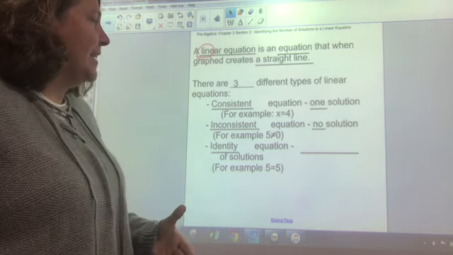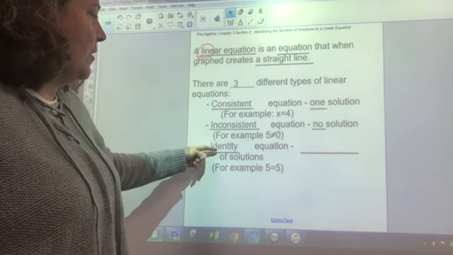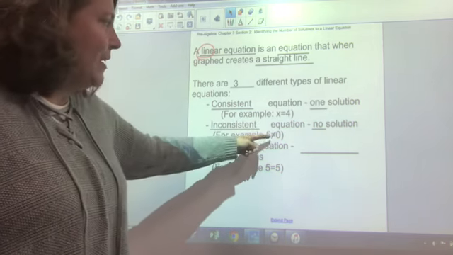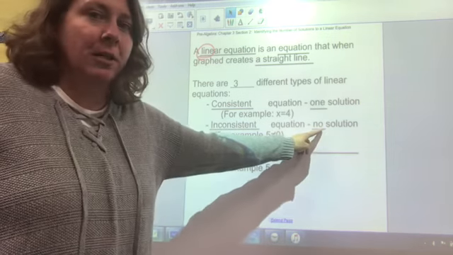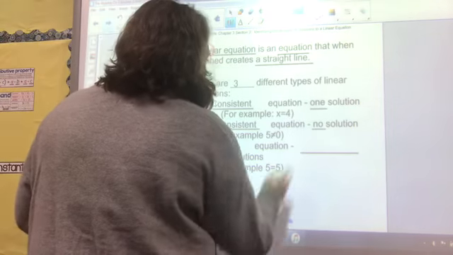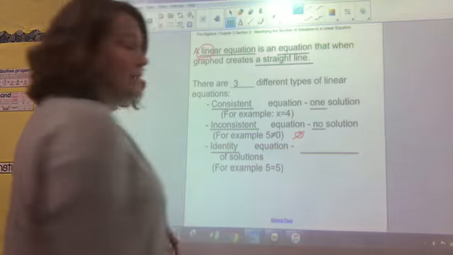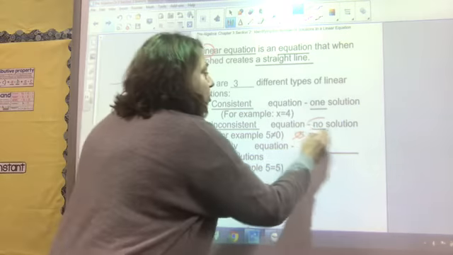When your variables cancel out, it's either inconsistent or identity. If it does not make a true statement, there is no solution. You might see it written as empty set. Empty set means no solution. You guys use the words for now, okay?